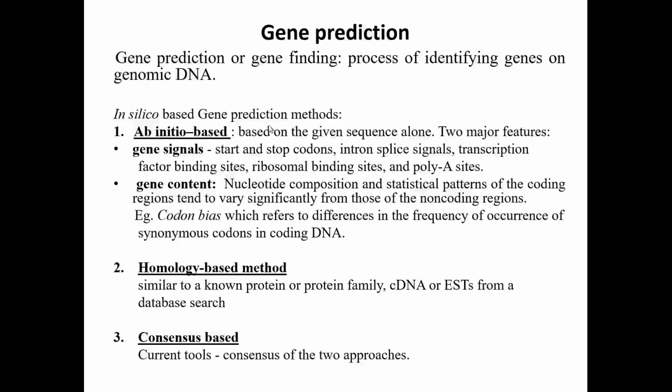In ab initio based method, only the submitted sequence is taken, and based on two things, that is gene signals and gene content, a gene is marked on a genomic DNA. Here, gene signals refers to start and stop codons, intron splice site signals, transcription factor binding sites, etc. Whereas gene content refers to the difference in composition and statistical distribution of nucleotide sequences in coding regions and in the non-coding regions. Example, codon bias.